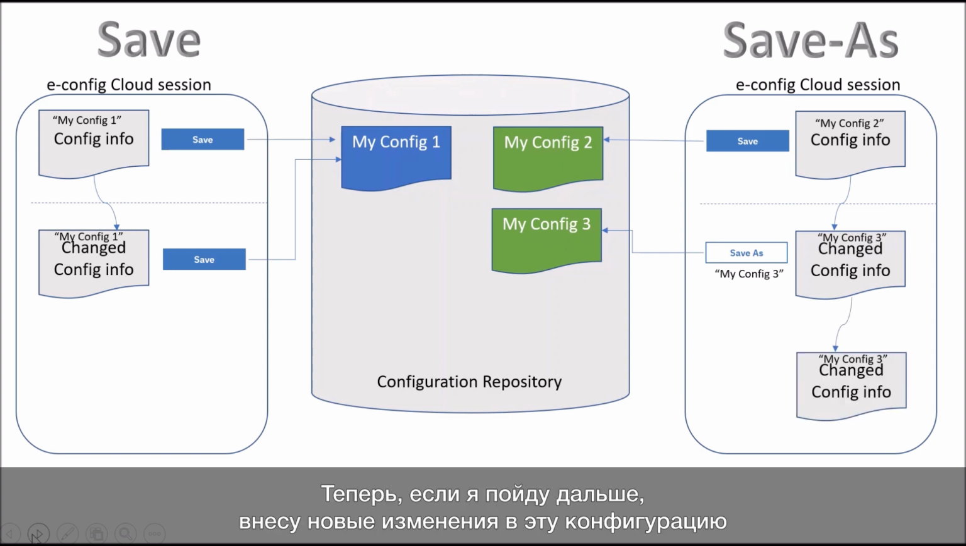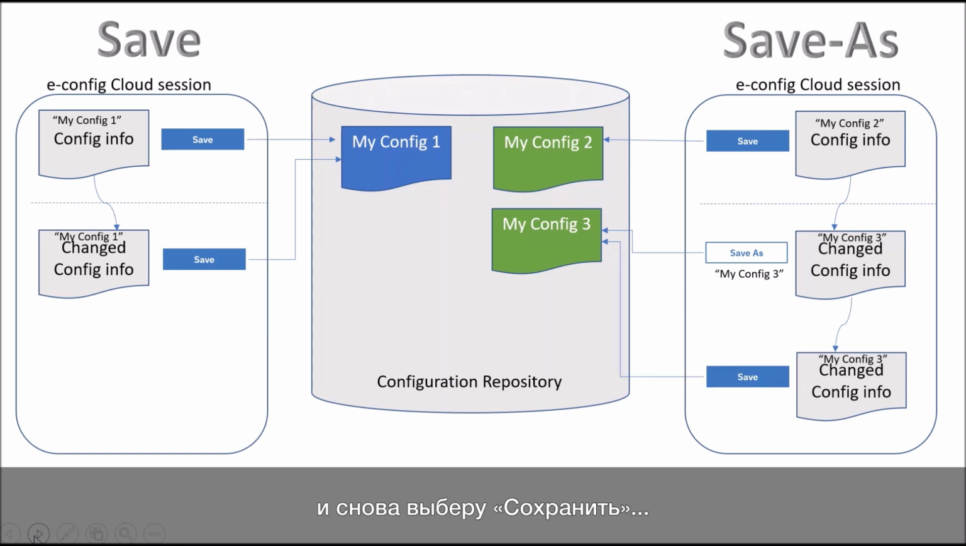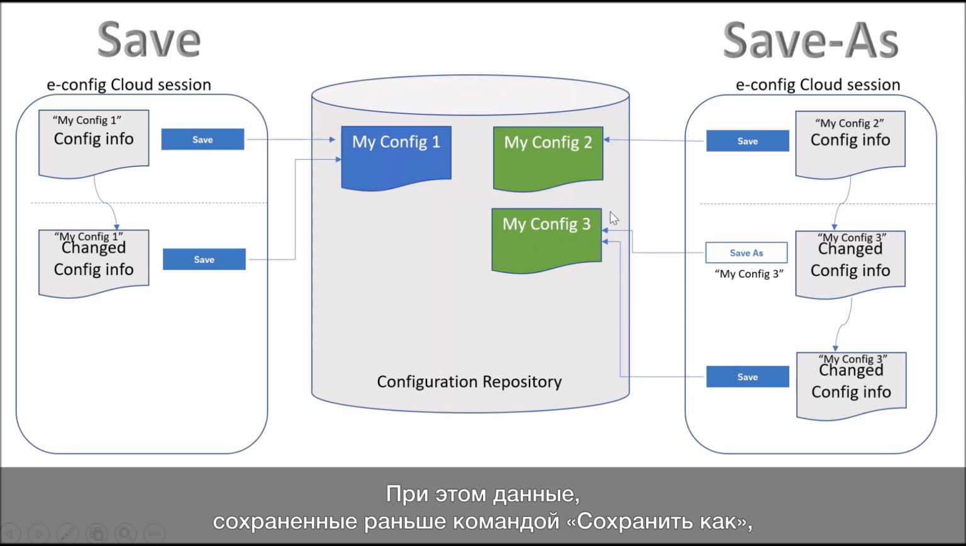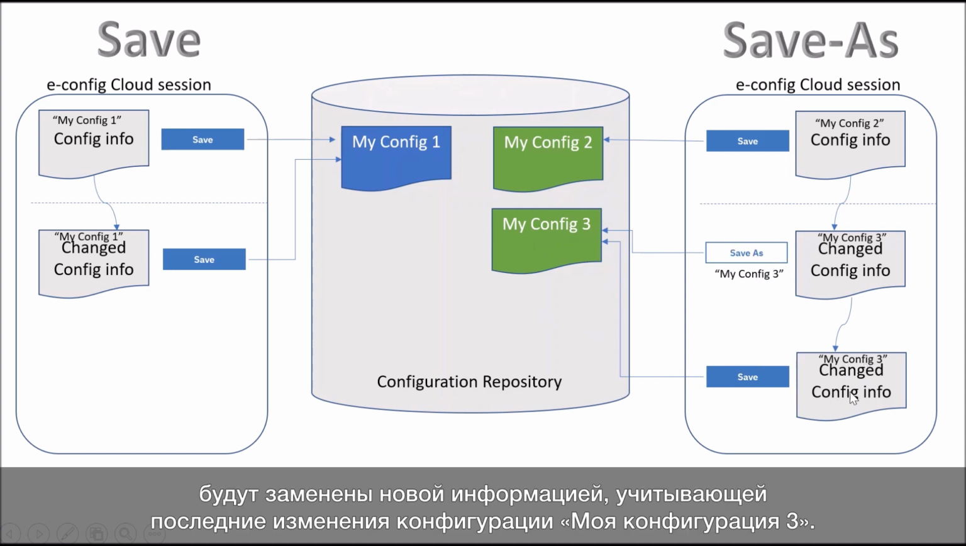So now if I move forward and I make more changes on that configuration, and I hit the save action again, instead of save as, I hit save here again, well, that's still going to get written to myconfig3. It's going to replace the information from that previous save as with new information in your latest changes under myconfig3.